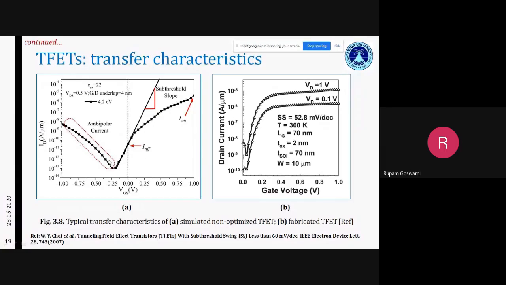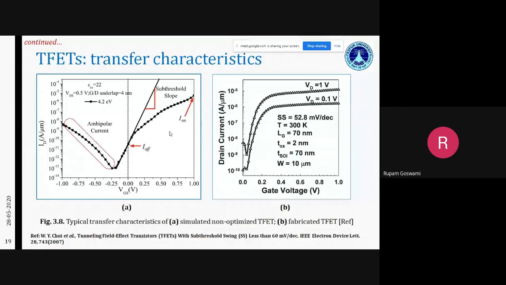And this ambipolar current occurs towards the channel drain junction, and the current to the right of your 0 volts, or towards the positive regime, occurs at the source channel junction. So there are two junctions in a conventional TFET, and we can have tunneling in both the junctions, but only the tunneling in one of the junctions is necessary for us, and the other junction tunneling is unwanted tunneling, which we do not require. So we change our architectures with respect to that.